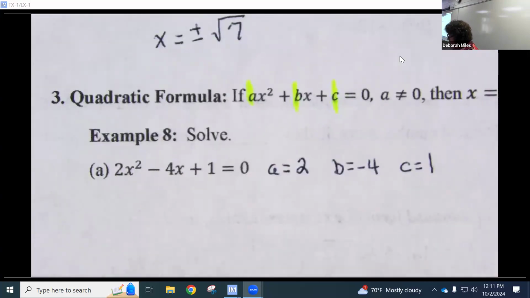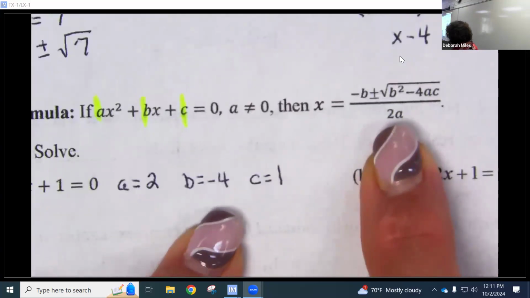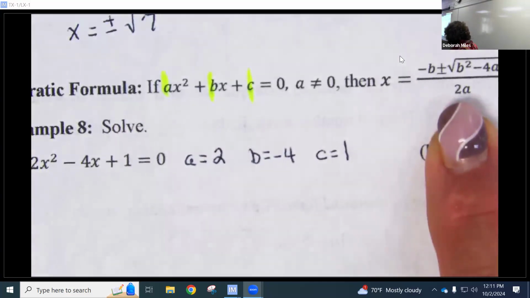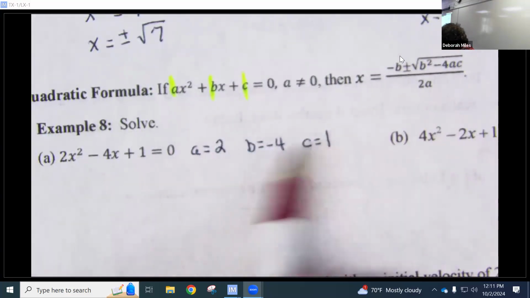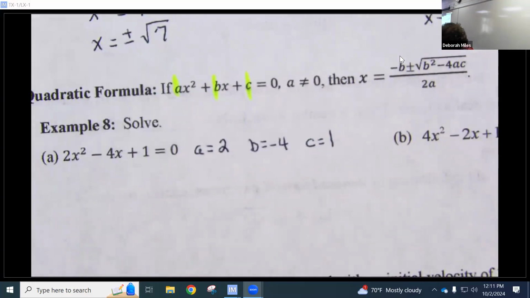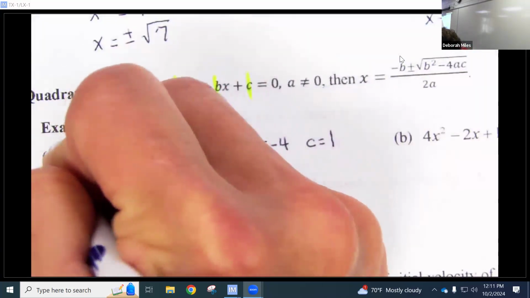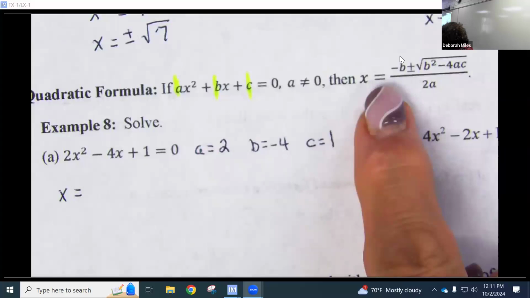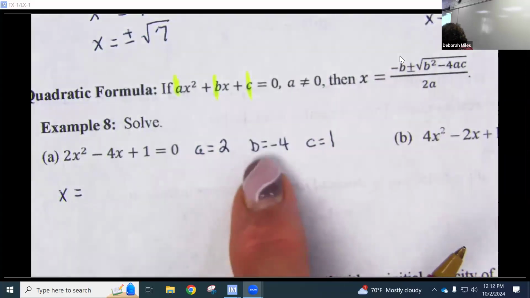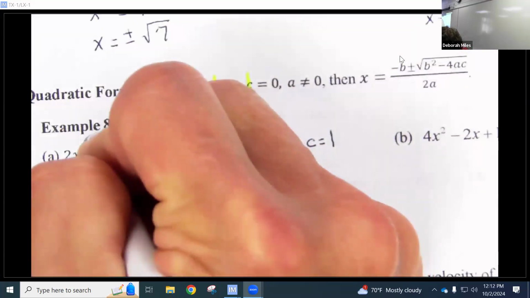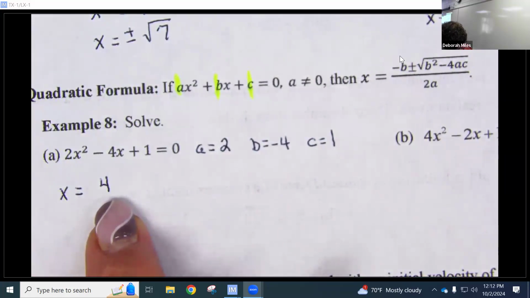And then it's just plug these numbers into this formula, simplify as much as possible. Zoom out just a tiny bit so I can see the formula and my A, B, and C at the same time. And start substituting. X equals, this negative B means the opposite of B. If B is negative 4, then the first number in that formula is going to be positive 4.